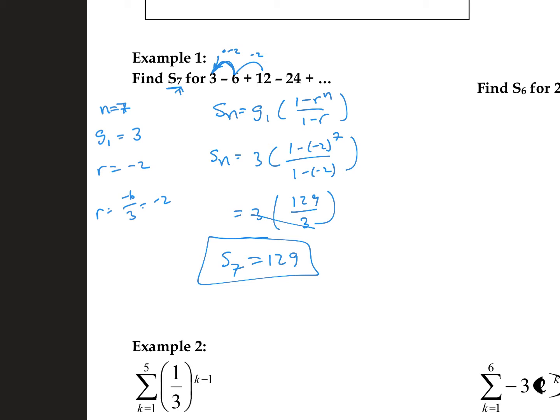If you did it by hand, so this is 1, 2, 3, 4. So I got -24. I'm going to times it by -2. That's 5, 6, 7. And if I took all these numbers and added them together, you get 129. That's the definition part. That's what's going on, and that's kind of what we are doing.